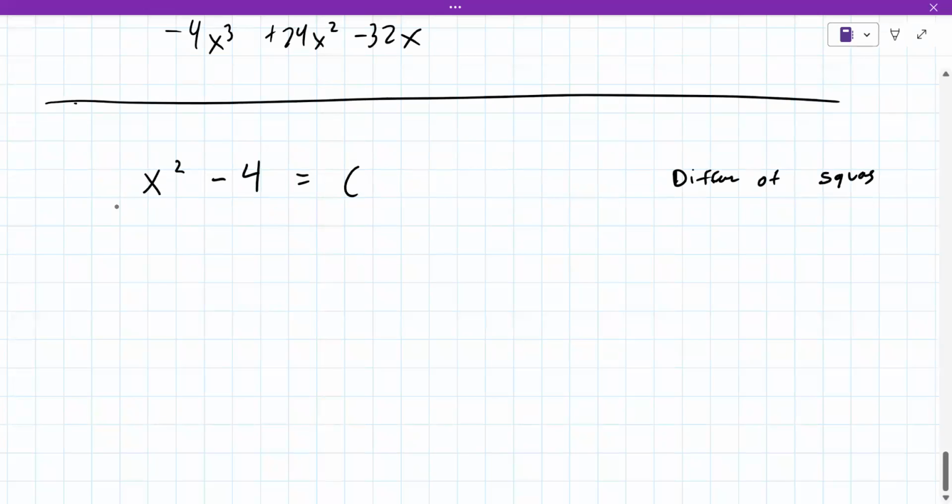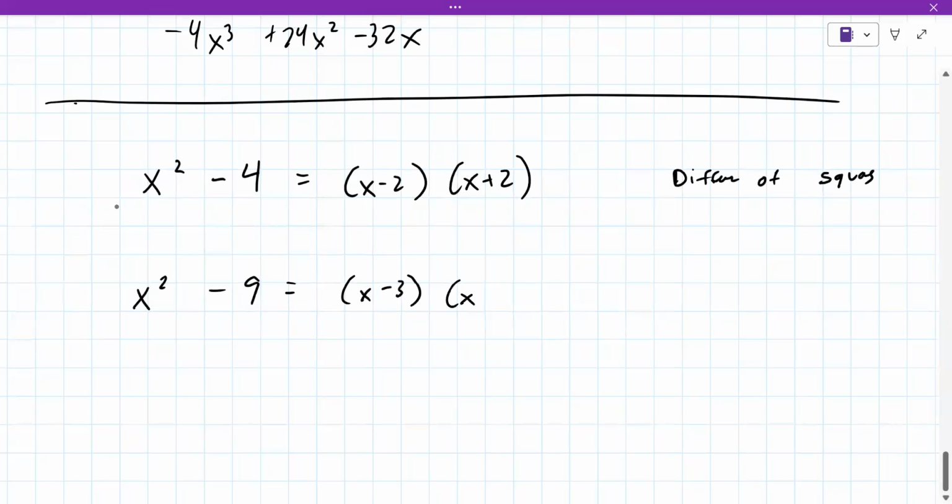So this factors into x minus 2, x plus 2. Let me give you another one here. Let's say it's x squared minus 9. This becomes x minus 3, x plus 3. X squared minus 36 is x minus 6, x plus 6.